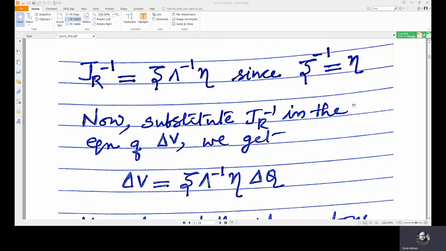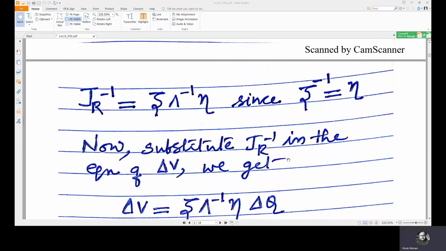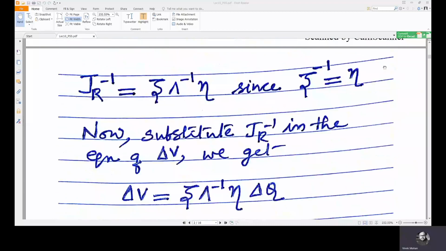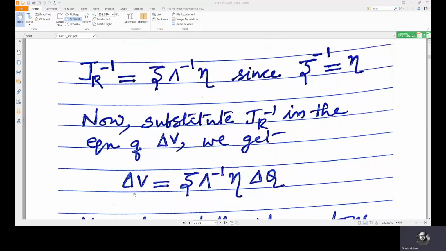The inverse of the right eigenvector matrix equals the left eigenvector matrix. This is the property, so we apply it here. So we get theta lambda inverse eta for JR inverse. Now we substitute JR inverse as theta lambda inverse eta in the QV sensitivity equation. So we get delta V equals theta lambda inverse eta into delta Q.